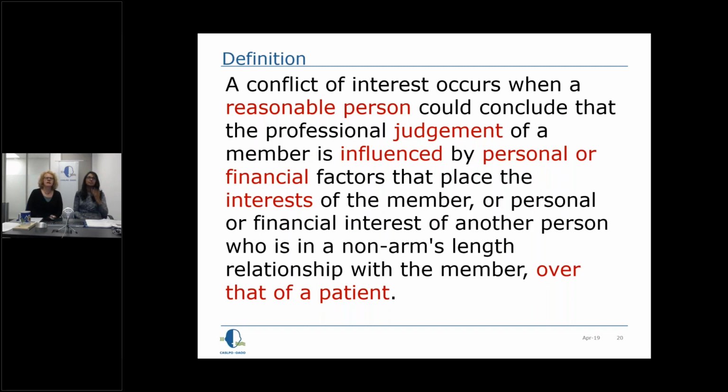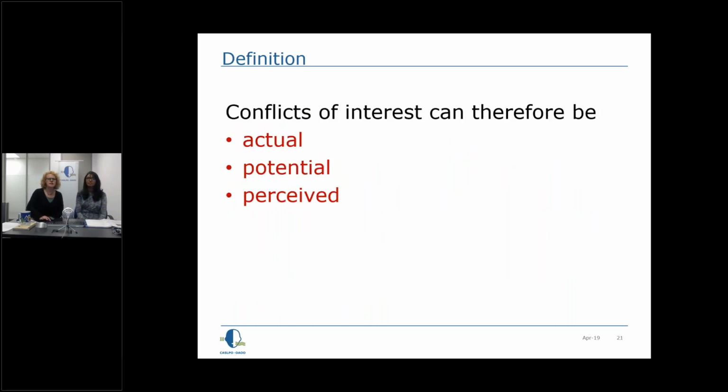But here are some of the highlights of what we consider a conflict of interest. It occurs when a reasonable person could conclude that the professional judgment of a member is influenced by their own personal or financial factors, and that those factors place the member's interests above the patient's interest. And you'll find that definition in the document. The conflict of interest, therefore, can be an actual conflict of interest, a potential one, or a perceived one.